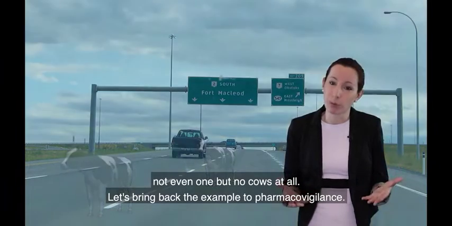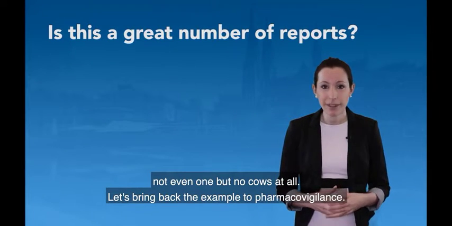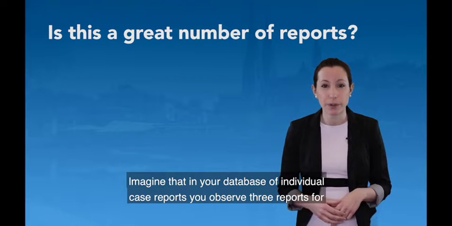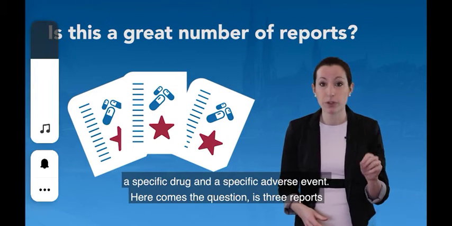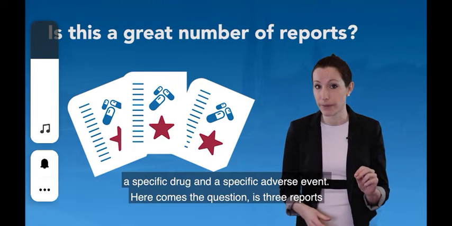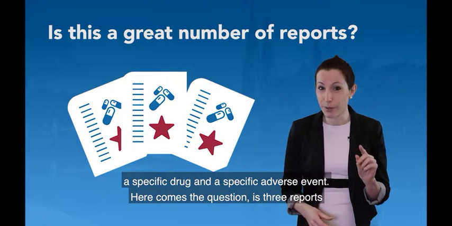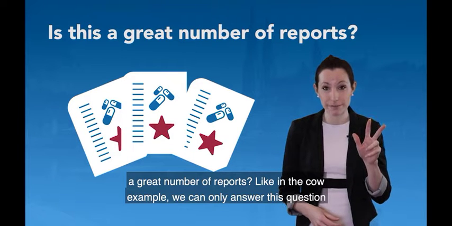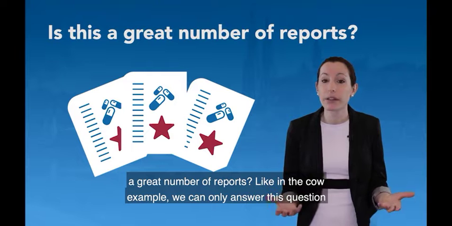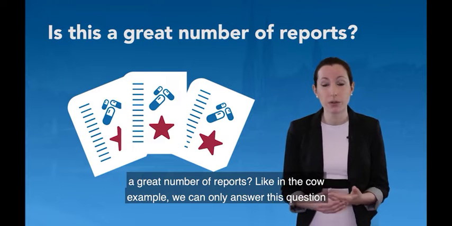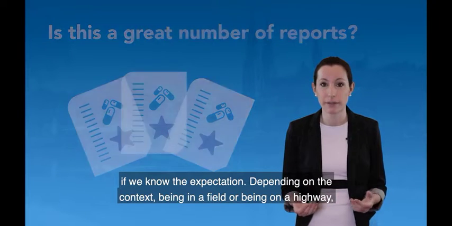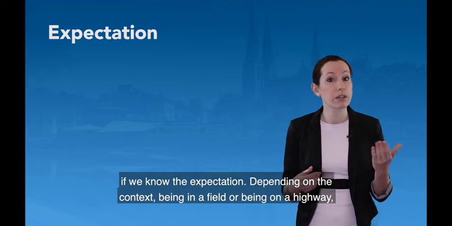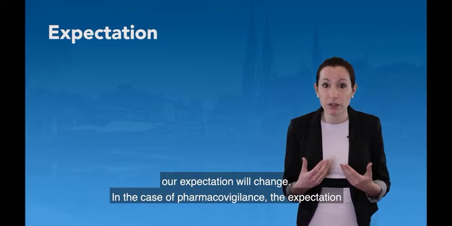Let's bring back the example to pharmacovigilance. Imagine that in your database of individual case reports, you observe 3 reports for a specific drug and a specific adverse event. Here comes the question. Is 3 reports a great number of reports? Like in the cow example, we can only answer this question if we know the expectation. Depending on the context, being in a field or being on a highway, our expectation will change.